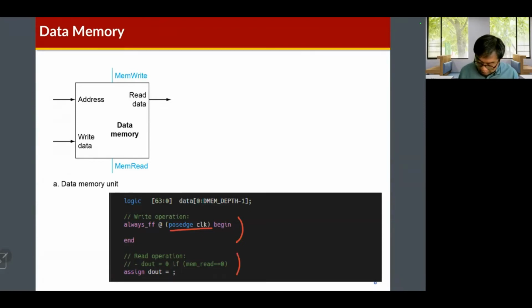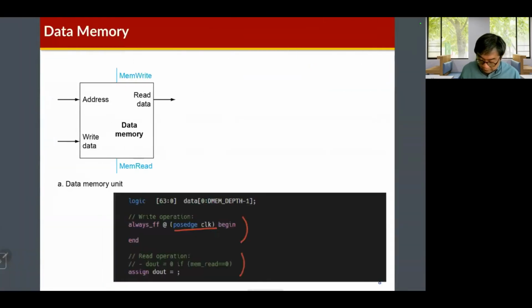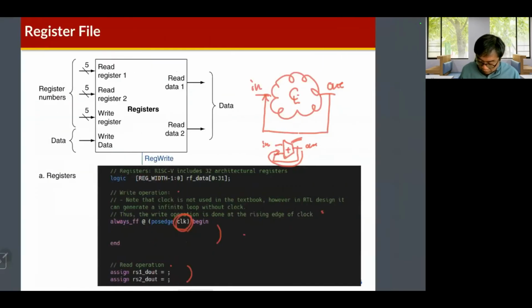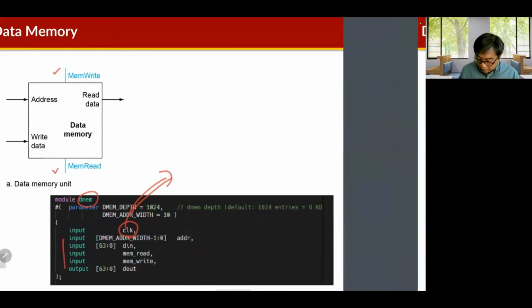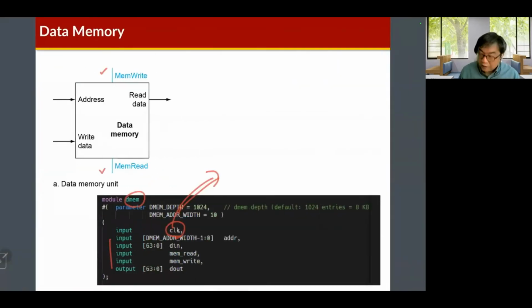Also, you need to design the read operation part. Also, you can find some comments regarding this clock signal in the data memory and register file design modules. So please read thoroughly the comments in the design files, okay?